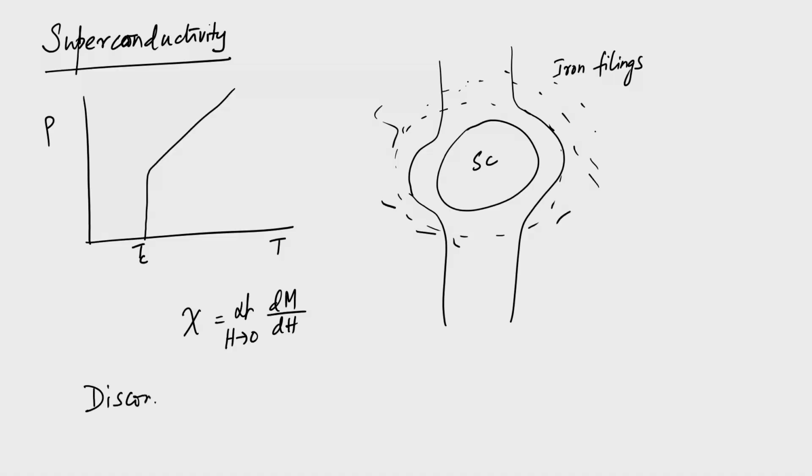Now, there is another test which one often talks about, which is called the discontinuity in the specific heat. The specific heat shows a discontinuity across the transition. At T equal to Tc, there is a sudden drop at the transition temperature, and this drop can be calculated and taken as a signature for a superconducting transition.